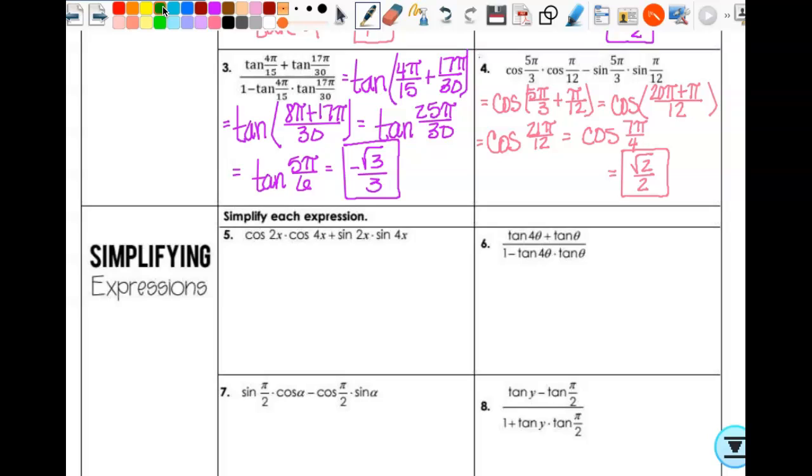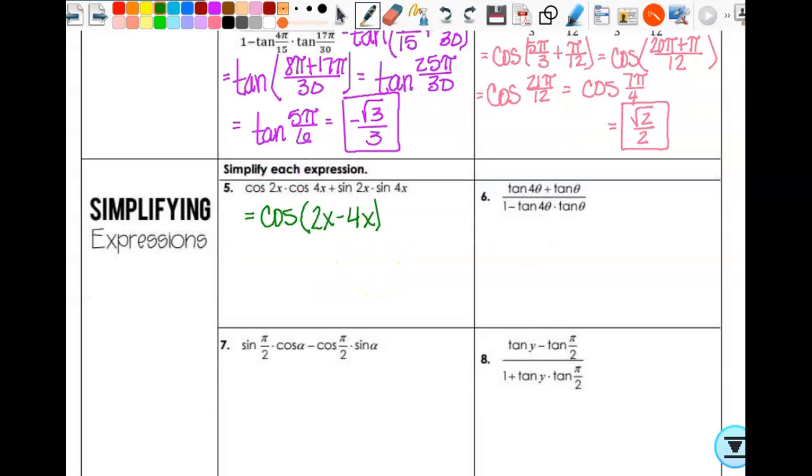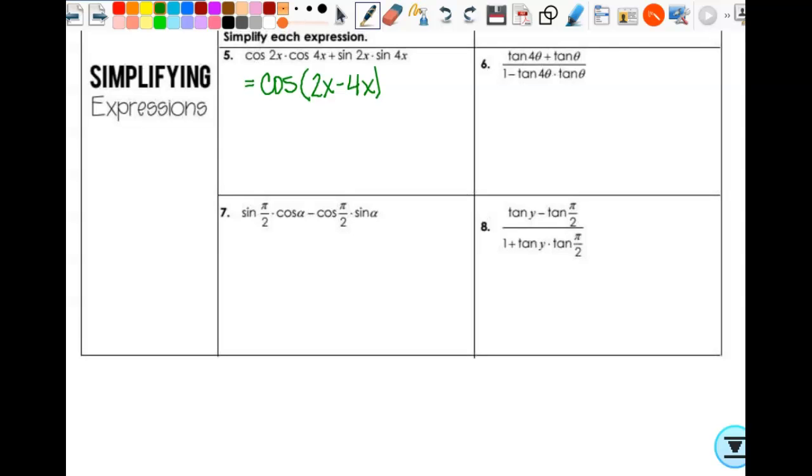All right, so on number 5, we have cosine times cosine and sine times sine. So is this going to be a cosine or a sine? Cosine. Is it cosine of A plus B or A minus B? Minus. So this is going to give me cosine of 2x minus 4x. So this gives me the cosine of negative 2x, but I don't leave it like that.